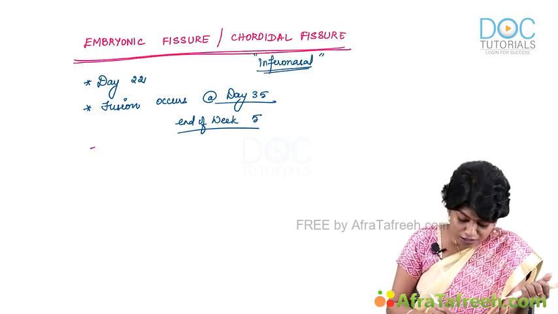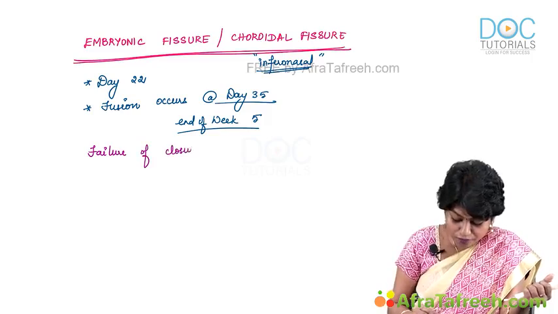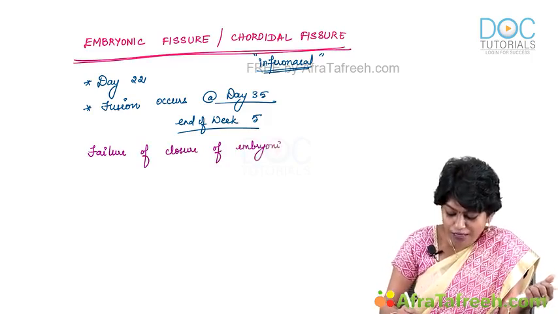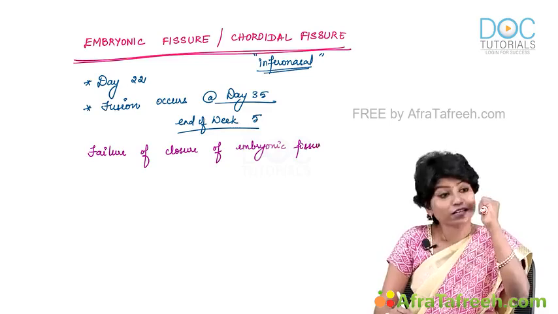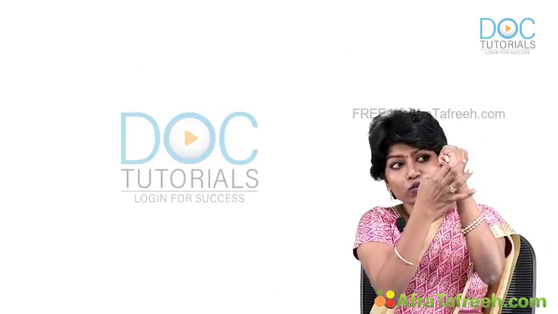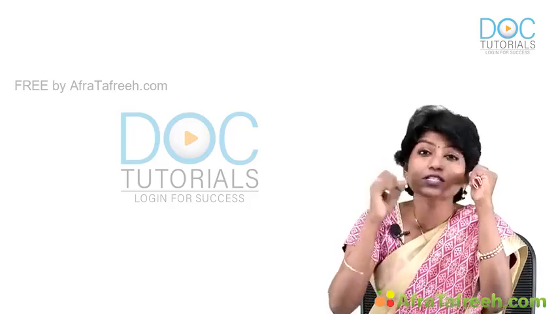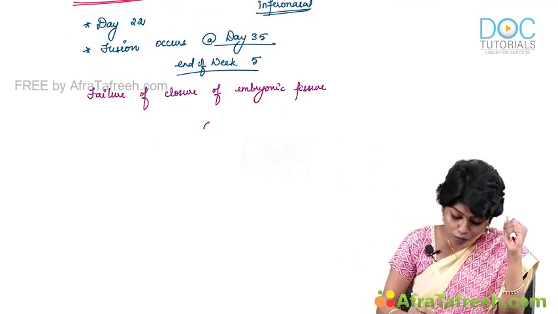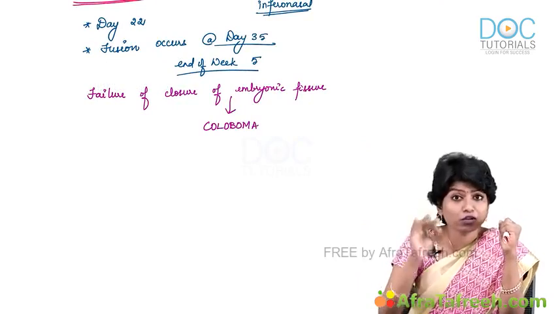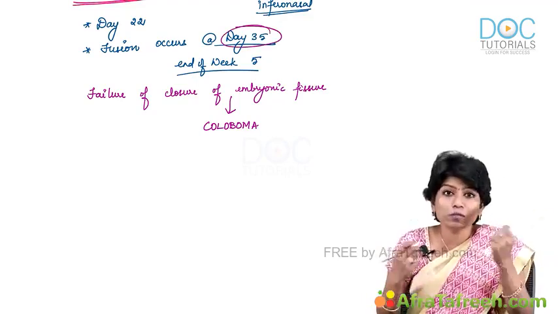Now, supposing there is a failure of closure of this embryonic fissure, what will happen? All the structures that are derived from this neuroectoderm, yes, will lack tissue corresponding to this inferonasal area. So, any congenital defect or deficiency of tissue is called as coloboma. Okay, it will result in a coloboma. Okay. So, failure of closure of embryonic fissure at day 35 will result in a coloboma. Coloboma of what all structures?